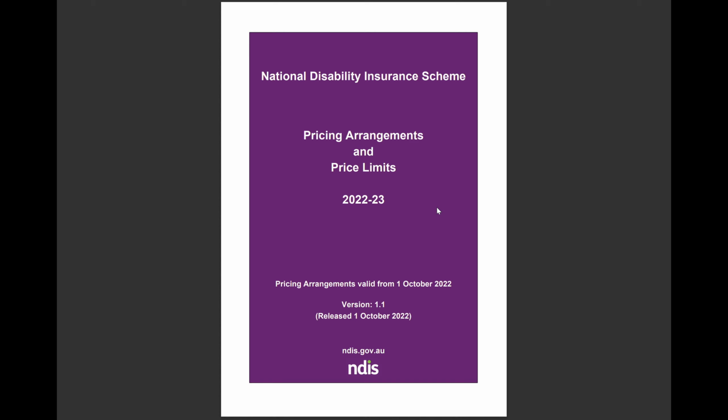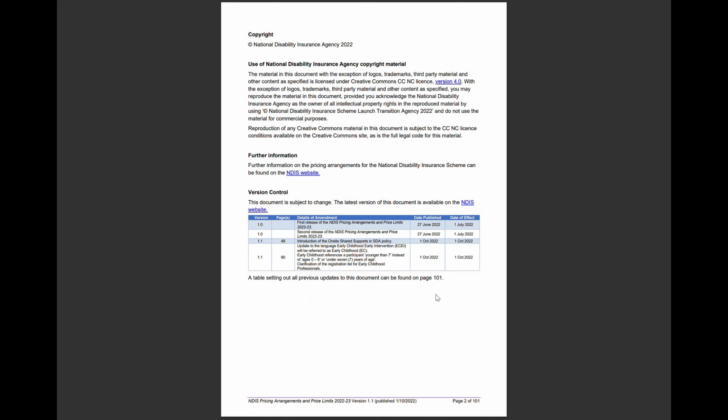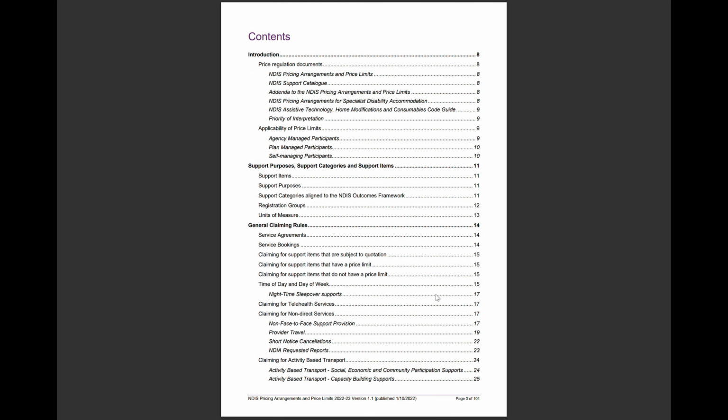Generally it gets done at the end of the financial year in June, but it also sometimes happens during the year as well. Now in this document there is a lot of information about all different kinds of support services that people might choose to engage through their plan. There is information around how managing your plan affects whether these price limits apply to you.